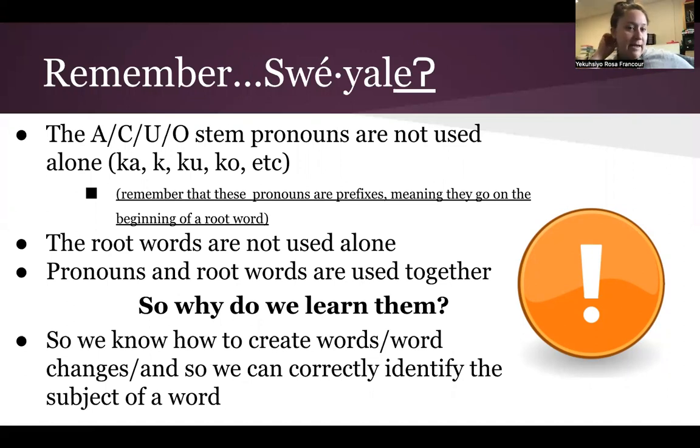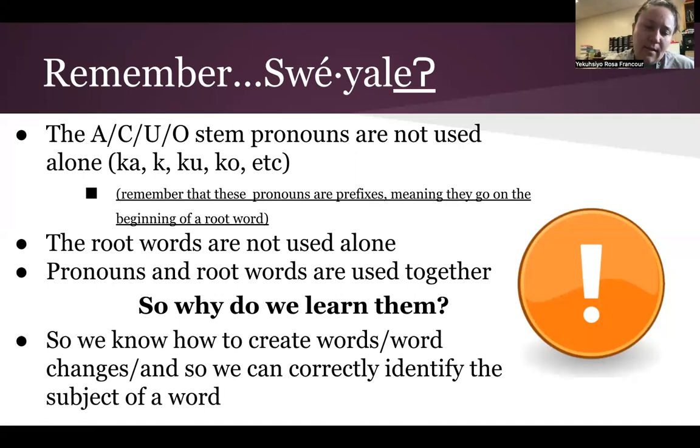Remember, the A, C, U, and O stem pronouns are never used alone. They're always used with the verb. And the same thing, the verbs are never used alone. However, this is a side note, ungwe hu can be used alone. That's like the only verb that can be used alone. But like 95% of the time they can't. So these rules of thumb are general, but more often than not, that's what they're going to follow. Okay, that's the pattern.